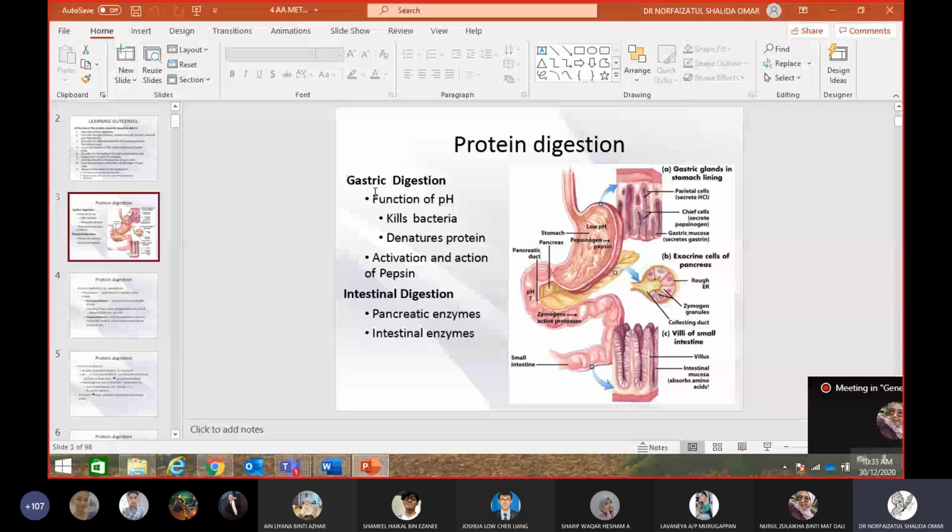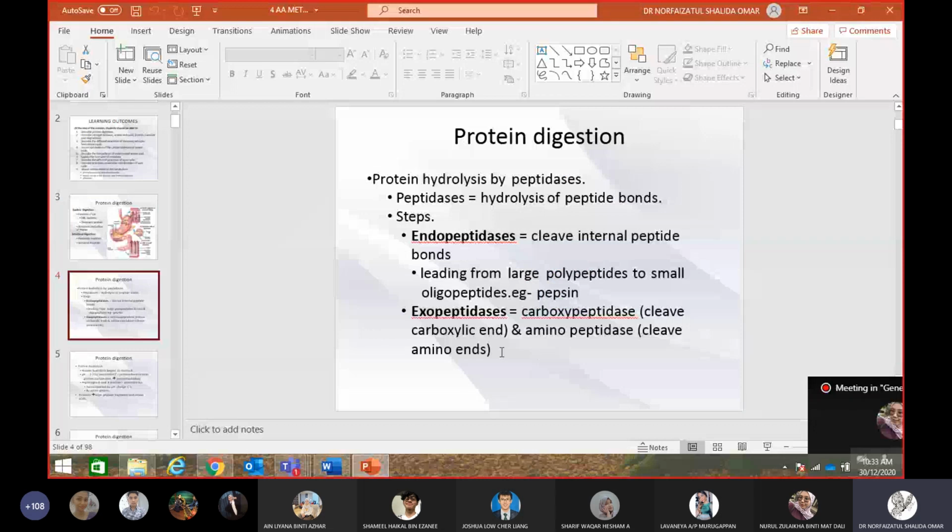So first of all is the pH. The acidic pH is the one that will activate the action of pepsin. Then it will continue in the intestine, where enzymes are released by the pancreas and the intestinal cells. So these are the enzymes: you have the endopeptidase and exopeptidase, which begin in the stomach. So the pH is the one that will activate the enzymes.